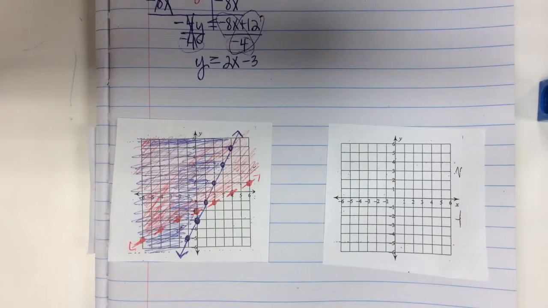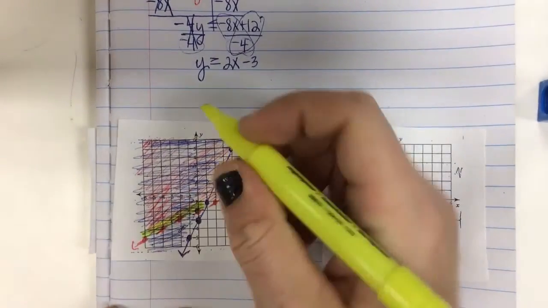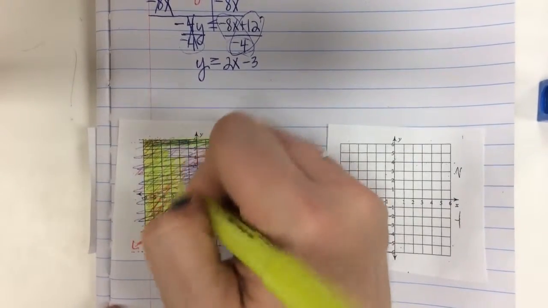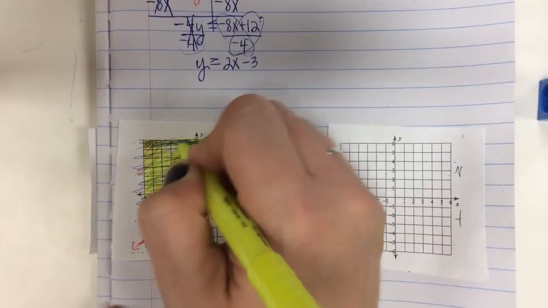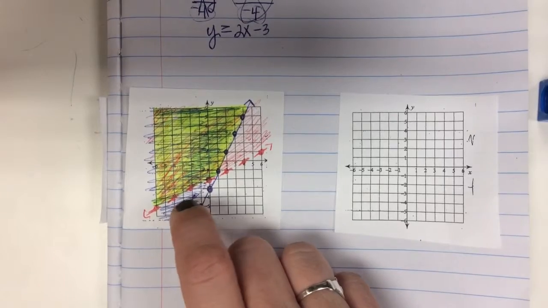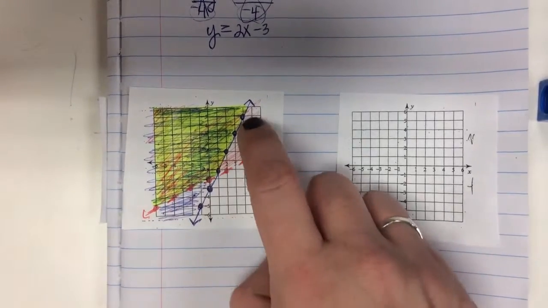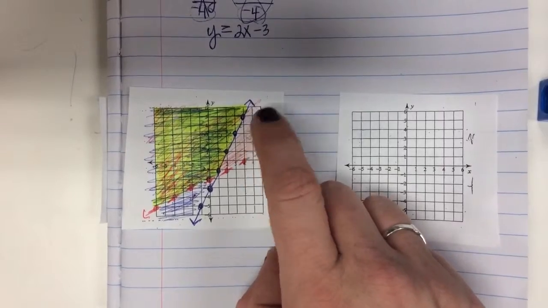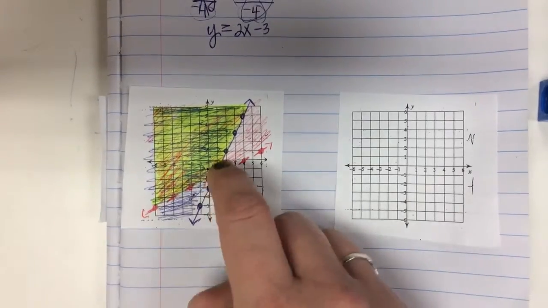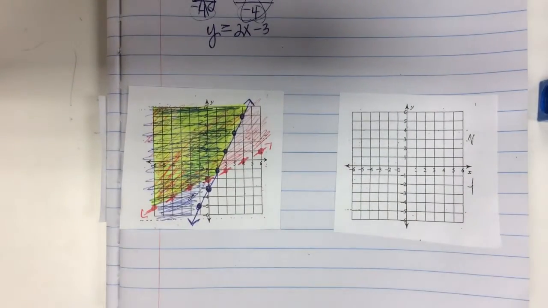The answer to this inequality is any ordered pair that is double shaded. I can't include this part in my answer because it's not double shaded. There's not red and blue. I can't include this part because there's not red and blue. But all of this in here works. Why does all of this work? Because I have red and blue together. It's double shaded.